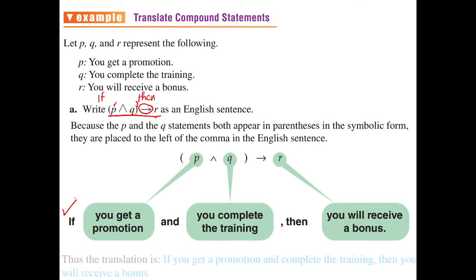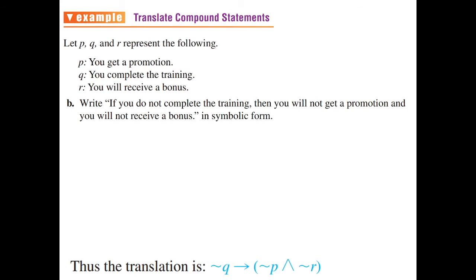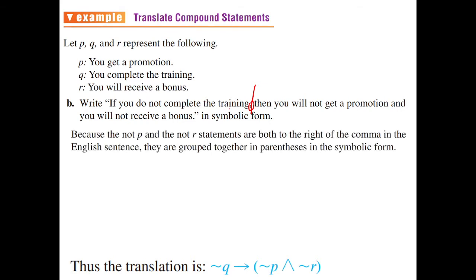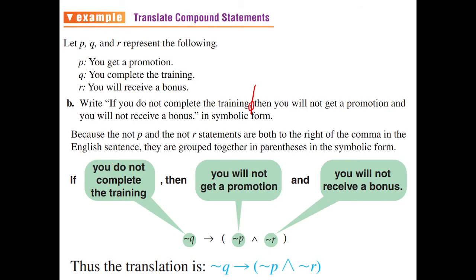What if you're given a sentence and you will be translating it into symbolic form? So there you have the sentence with commas. If you do not complete the training, so let me show you the solution. If you do not complete the training, so you complete the training is Q. We put a negation because of the word not. There you go. This is if-then. I'm using this symbol for if-then.